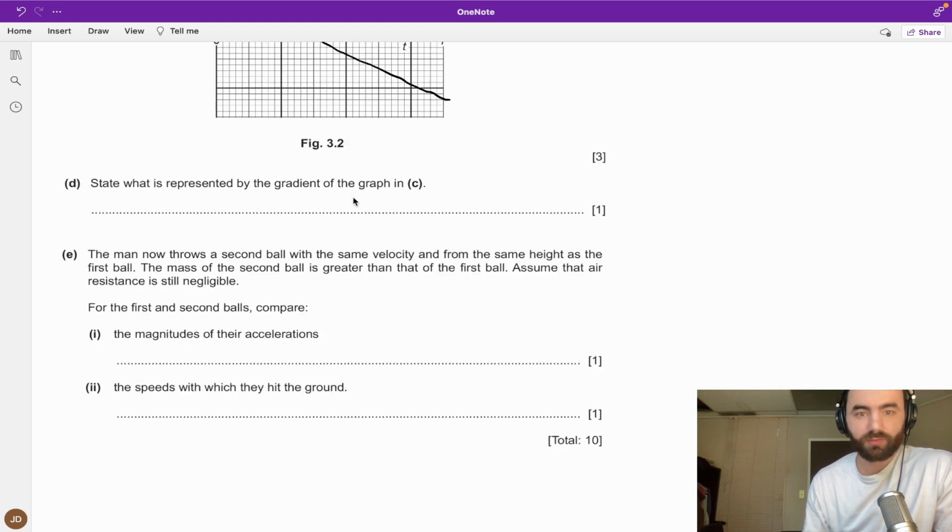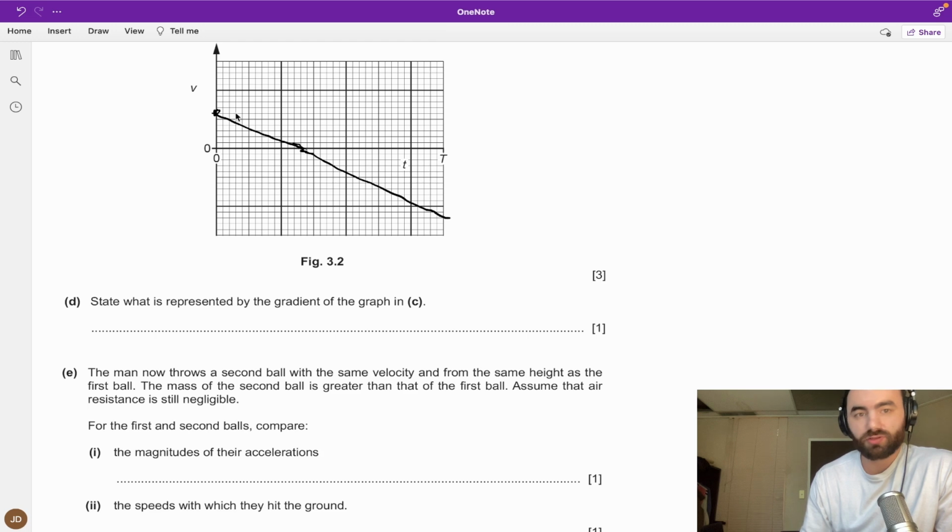State what is represented by the gradient. The gradient is just the acceleration, change of velocity over time.